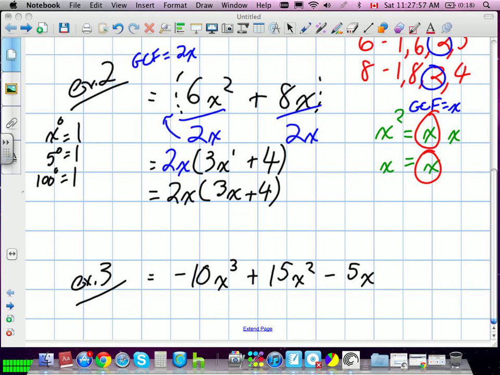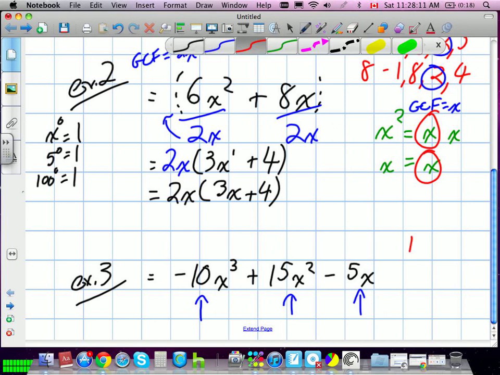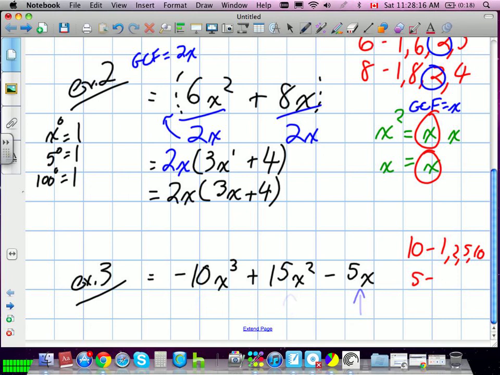Okay, the next example we have here is a trinomial. This is called a binomial because there's 2 of them. This one's called a trinomial. They want us to find the greatest common factor again. So again, we're going to look at the coefficients, right? 10, 15, and 5. So what I could do is I could write out the factors of 10: 1, 2, 5, and 10. Factors of 5, which are 1 and 5. Factors of 15: 1, 3, 5, and 15.